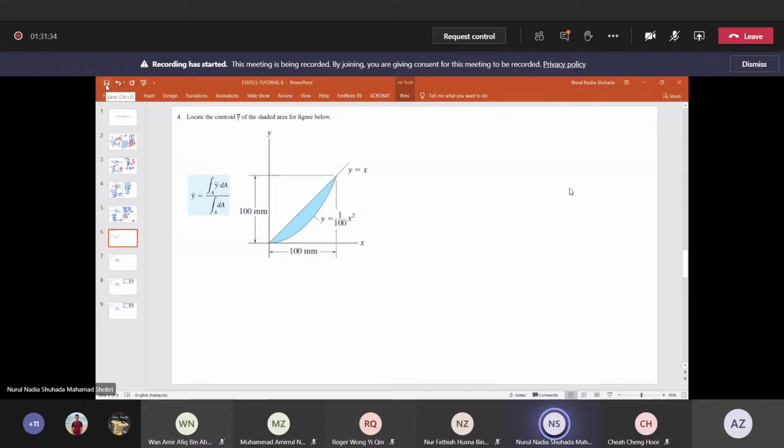For question number 4, it wants us to find the centroid y. So first, we do the drawing. This is the part where you have to do extra work, because we coordinate here. Here is x at the center, y at the center. And here we have x2, y2, and x1, y1.